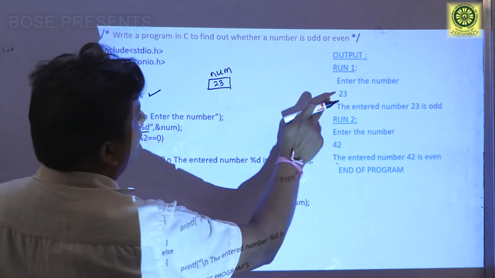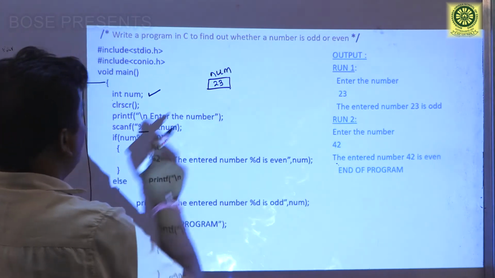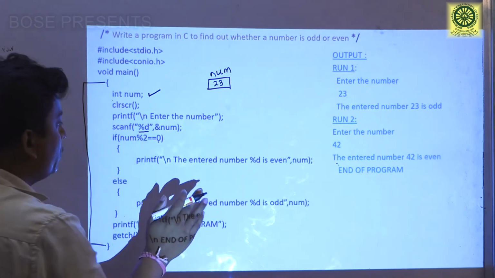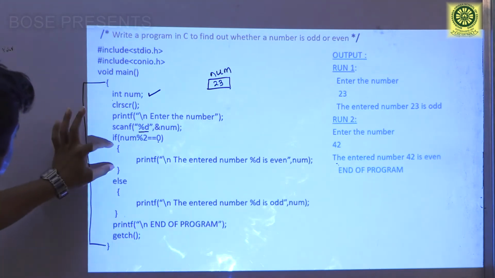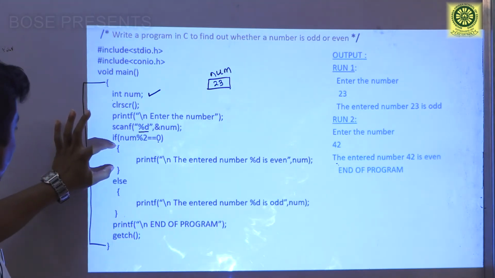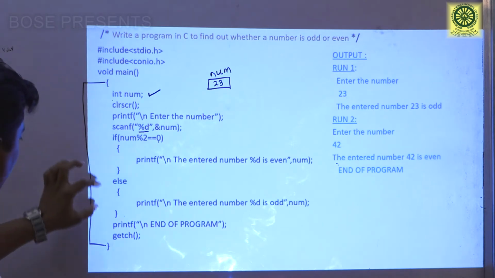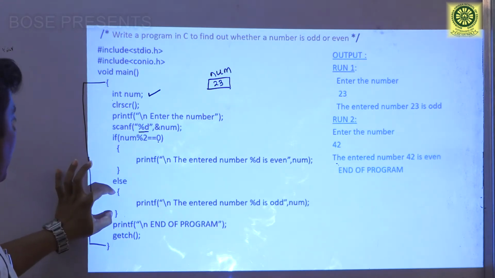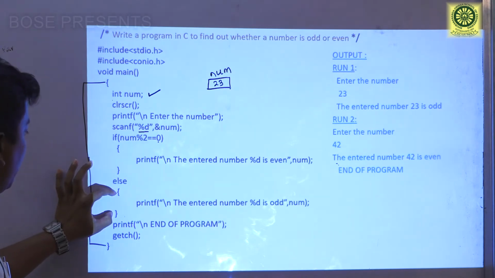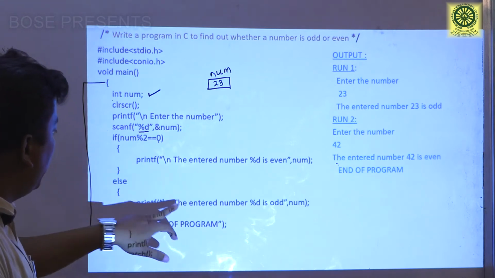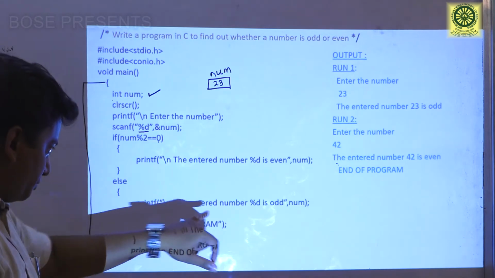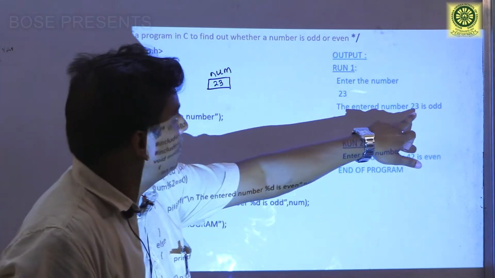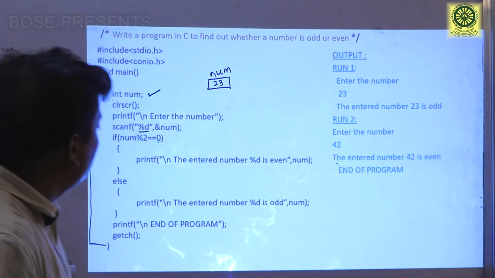Here I have given the input as 23. 23 mod 2 is not equal to 0, so the control will not execute this block. It will jump from this line to the else block, and as the number entered, 23, is not an even number, it will simply print the entered number %d is odd. That means the entered number 23 is odd.